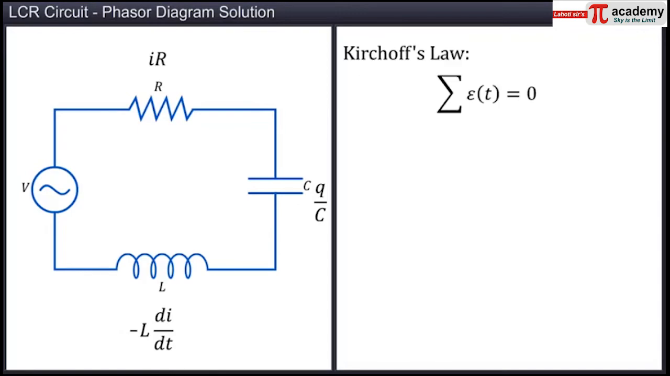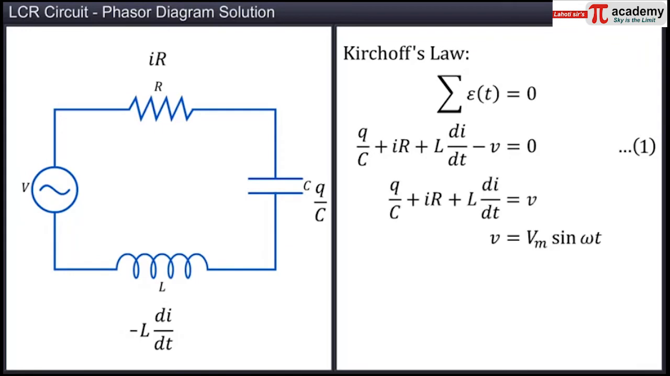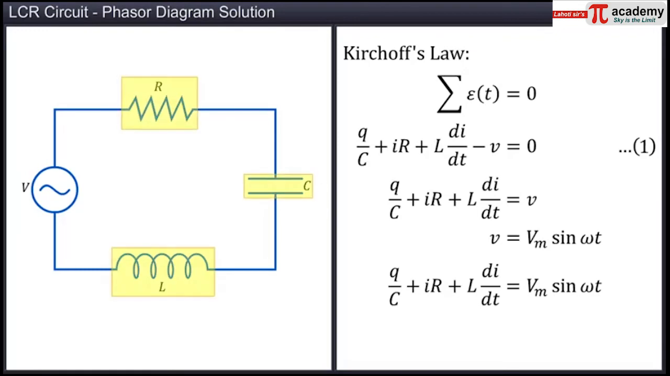Applying Kirchhoff's loop rule to this circuit, we get Q by C plus IR plus L dI by dt minus V equal to 0. Let this be equation 1. Since V is equal to Vm sin omega t, we get Q by C plus IR plus L dI by dt is equal to Vm sin omega t. As we know that the three circuit elements are in series, the current I through them is the same. Thus, we have I equal to Im sin(omega t plus phi), where Im is the amplitude of the AC current in the circuit, omega is the angular frequency, and phi is the phase difference.